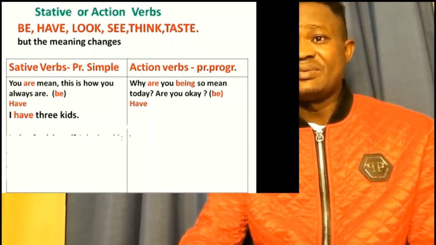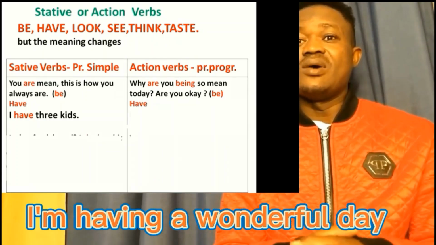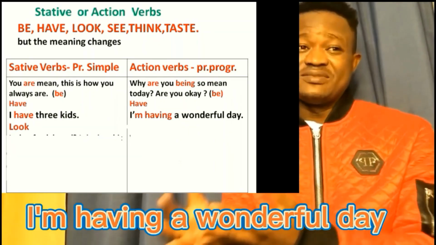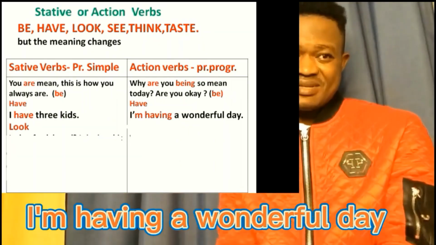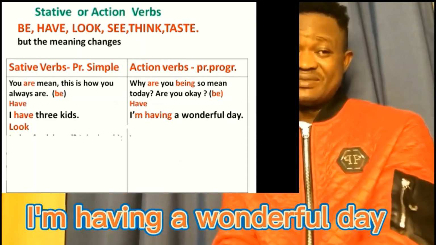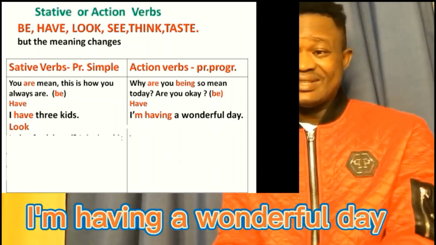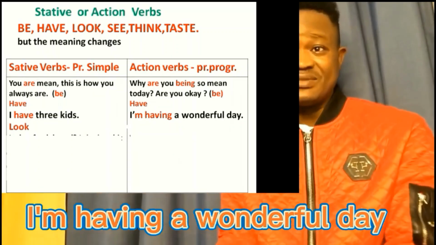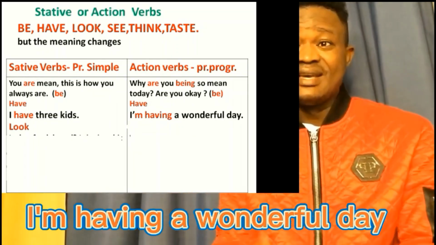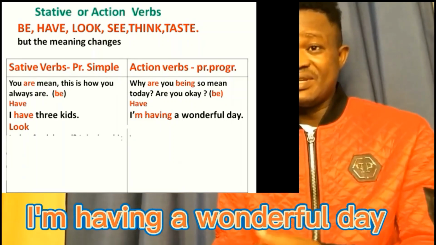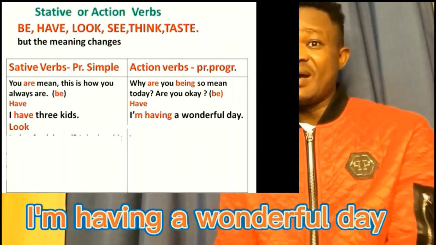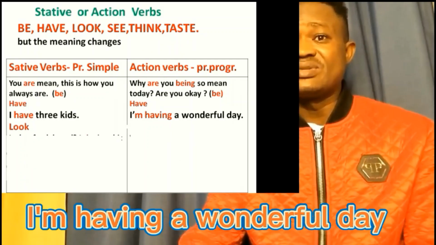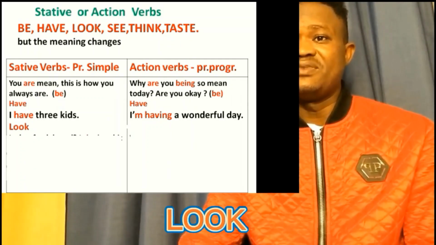All right, let's go. I'm having a wonderful day. This is just temporary. I'm just having a wonderful day now. It's not like every day I'm having a wonderful day, just a moment. So I'm having a wonderful day. So using have here in present progressive, as an action verb, and at the same time a stative verb. All right, so let's go to look. The verb look.